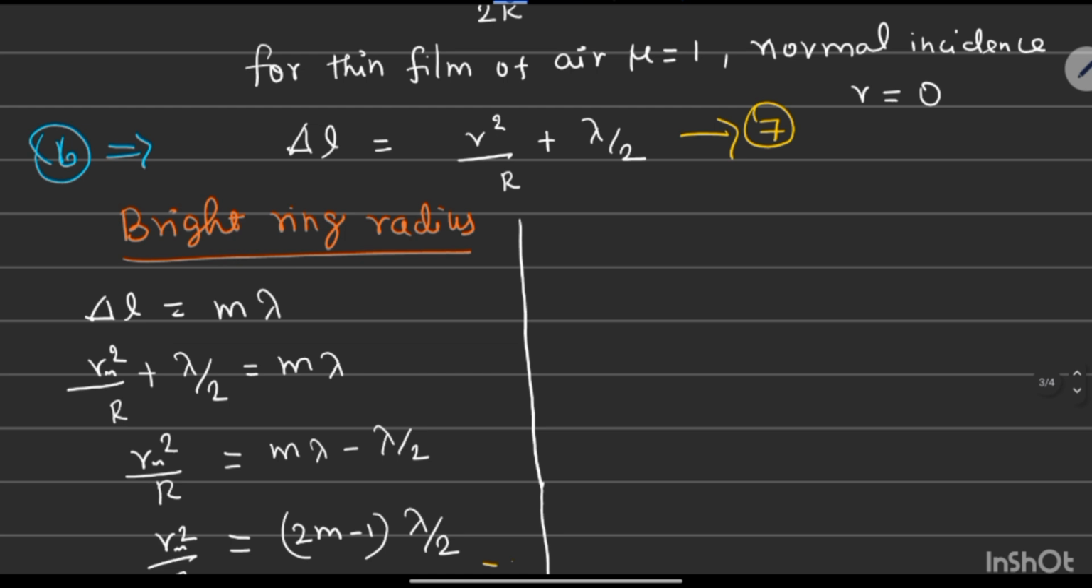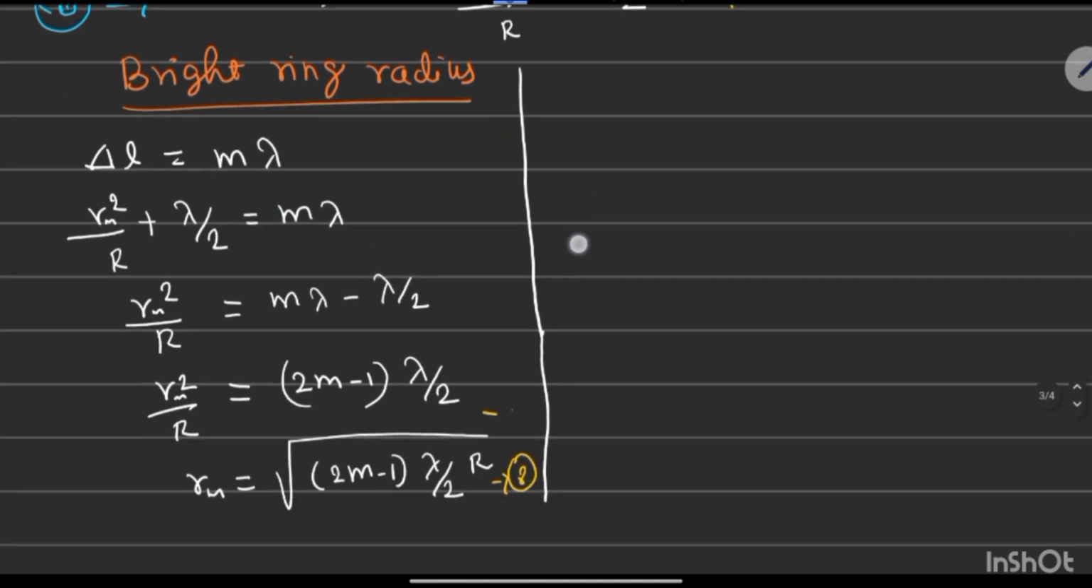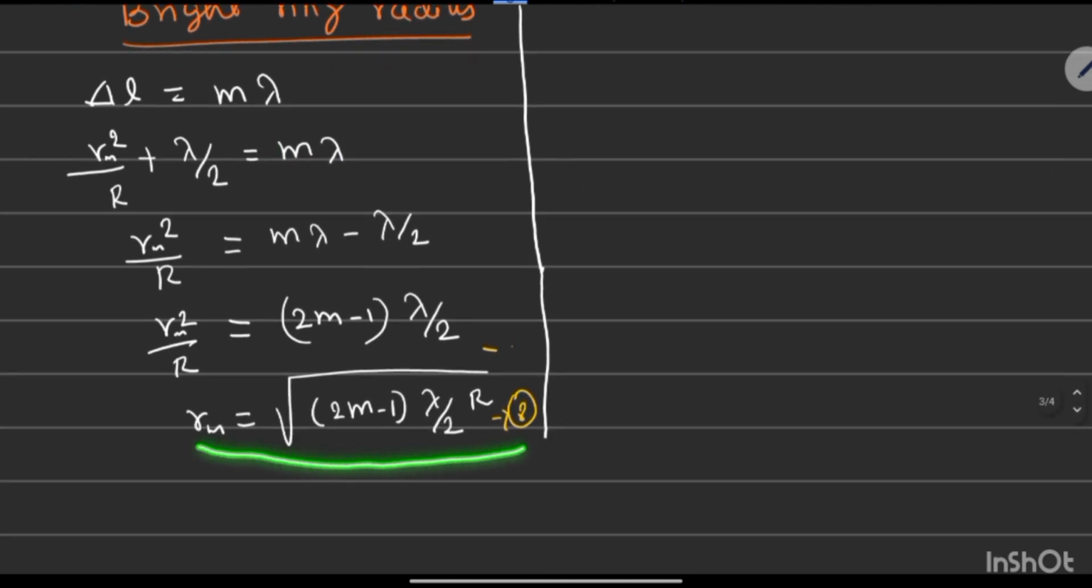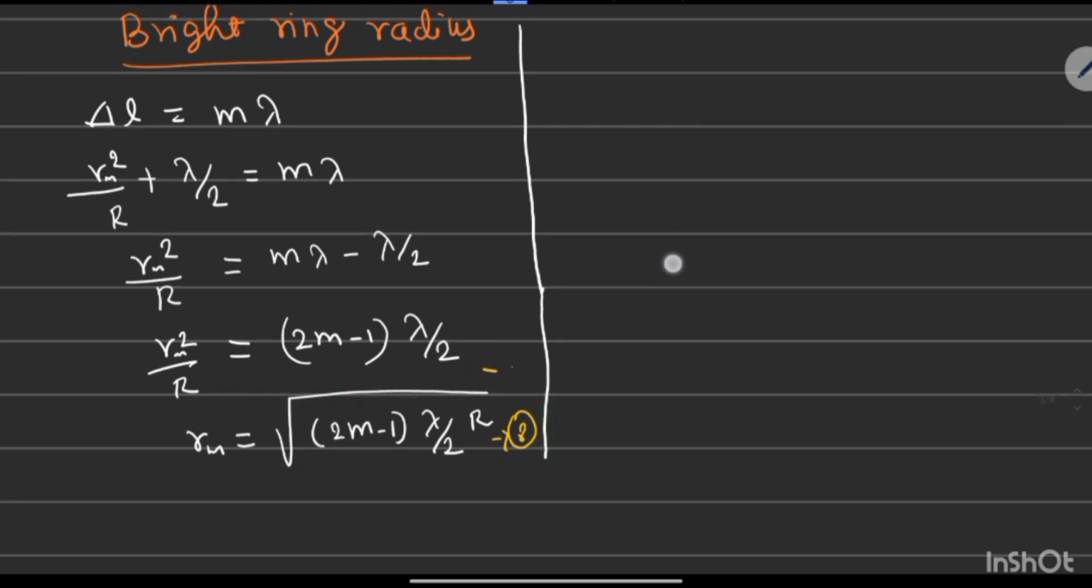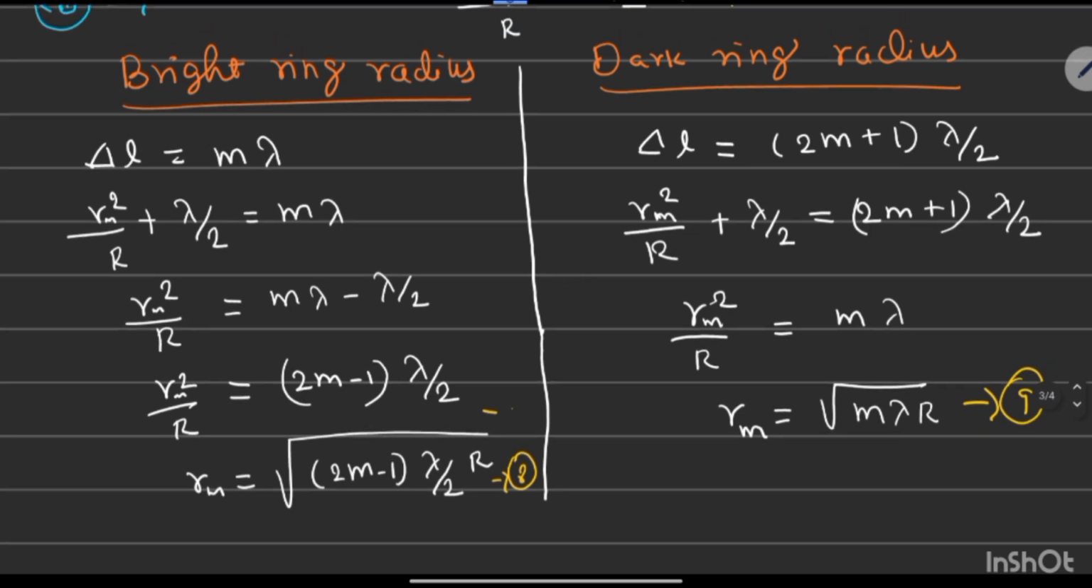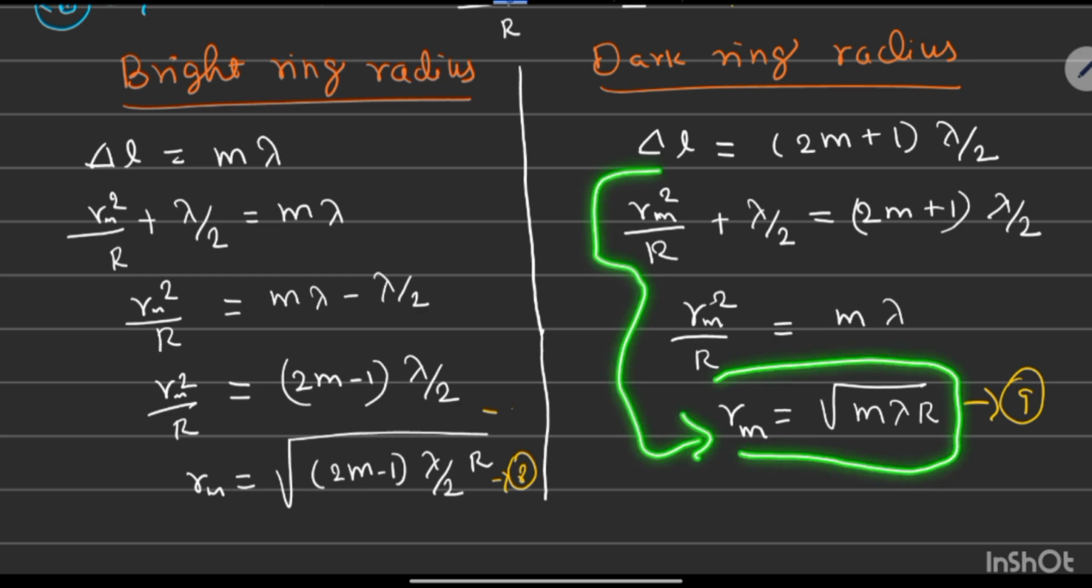Applying the condition for brightness, meaning constructive interference, we will get a bright ring. For r to be the radius of a bright ring, the delta L should be m lambda. So delta L equals r_m squared by R plus lambda by 2 equals m lambda, and rearranging this expression we get the radius of the mth bright ring as this one. Now applying the same approach for a dark ring, the path length difference should be an odd integral multiple of lambda by 2, and simplifying this expression gives the radius of the mth dark ring.